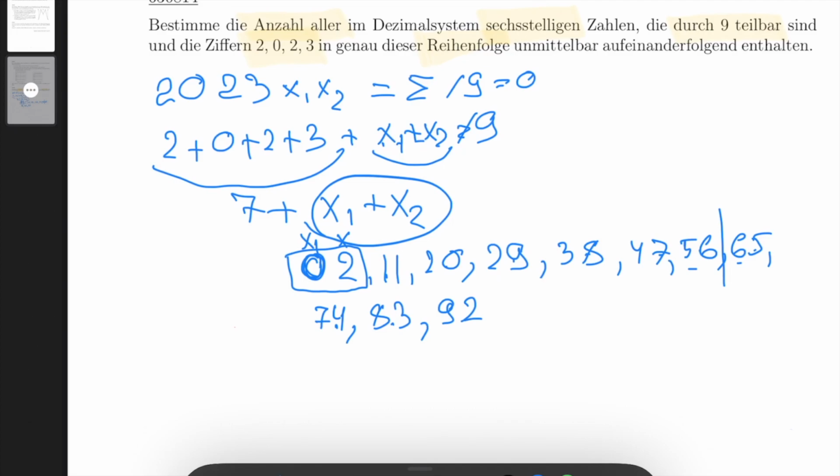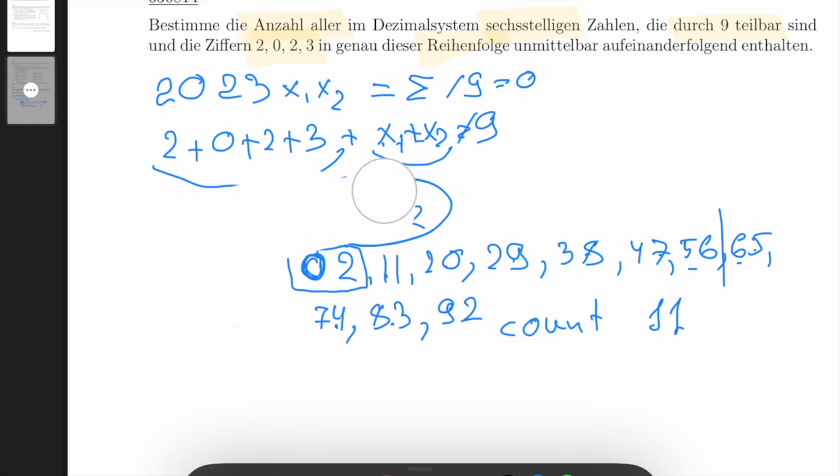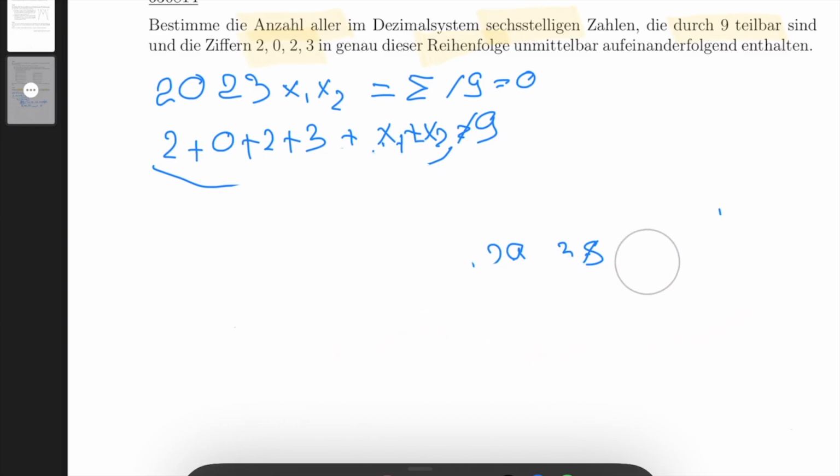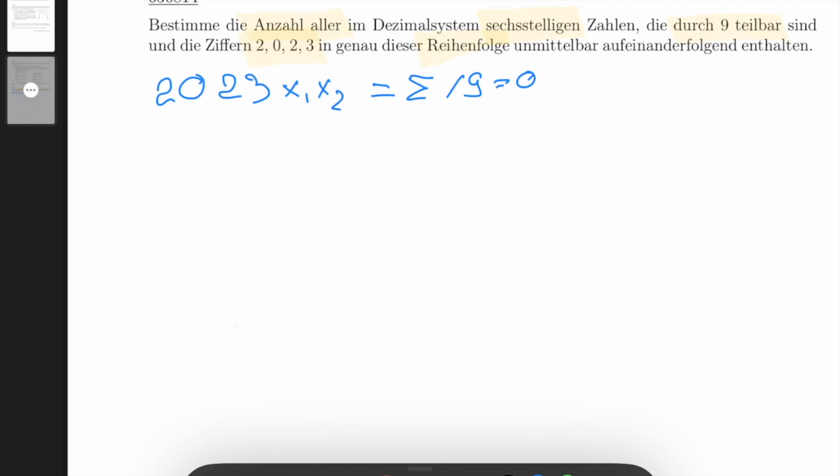Okay, so what do we have? The count of these numbers will be 11. So what does it give us? We know the number of combinations per each combination, like 2, 2, 2, 3, x1, x2, and this will be 11 possible numbers.